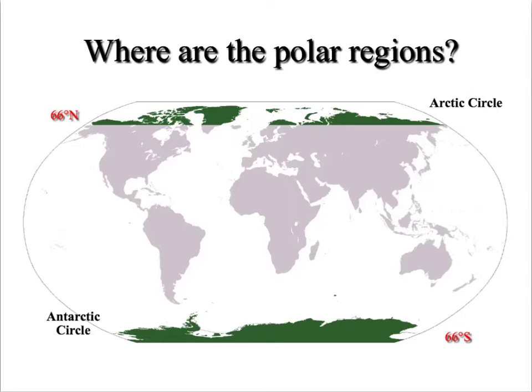Firstly, we need to look at where these polar regions are. From the map we can see quite clearly that they are defined as the areas which are north of the 66-degree north latitude line, or the area south of the 66 degrees south line of latitude. Those two lines of latitude, 66 degrees north and 66 degrees south, have other names. Up here we have the Arctic Circle, and down here we have the Antarctic Circle. So that's where we find our polar regions, and jot that down on your maps just so that you're happy where those two regions lie.